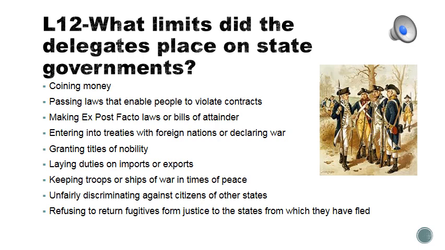So what limits did the delegates place on state governments? Coining money, passing laws that enable persons to violate contracts, making ex post facto laws or bills of attainder, entering into treaties with foreign nations or declaring war. That's going to be a no-no.